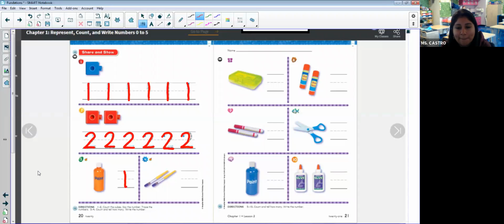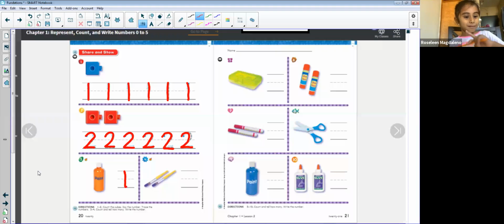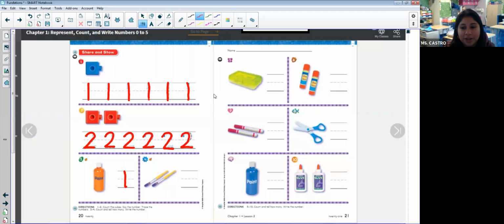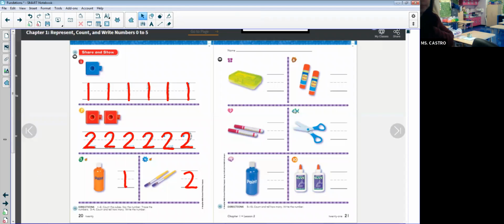There you go. 2. Excellent job, Rosaline. Very good. So we have 2 paint brushes. So you're gonna write the number 2 to show the 2 paint brushes. Excellent job. All right, next question. The purple butterfly with the number 5.